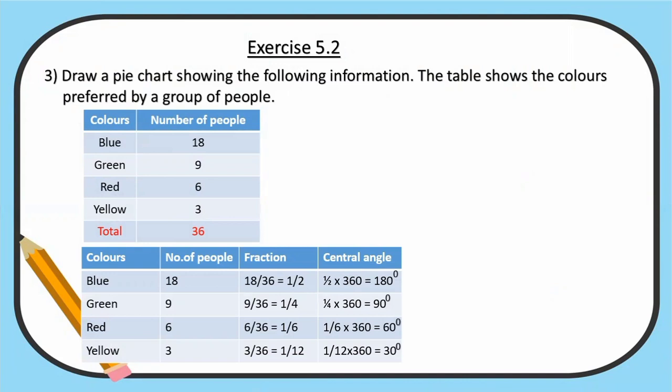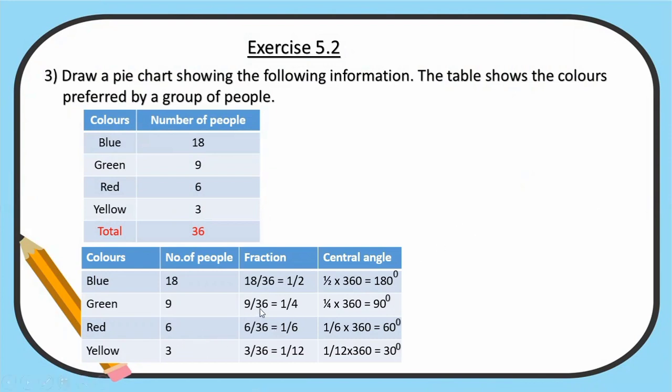First we have to find the fraction. Colors: blue 18 preferred, green 9, red 6 and yellow 3. How can we find the fraction? Number of people divided by total number of people. So 18 preferred blue, so 18 divided by the total number of people, 36. So 18 divided by 36 is equal to 1 by 2.